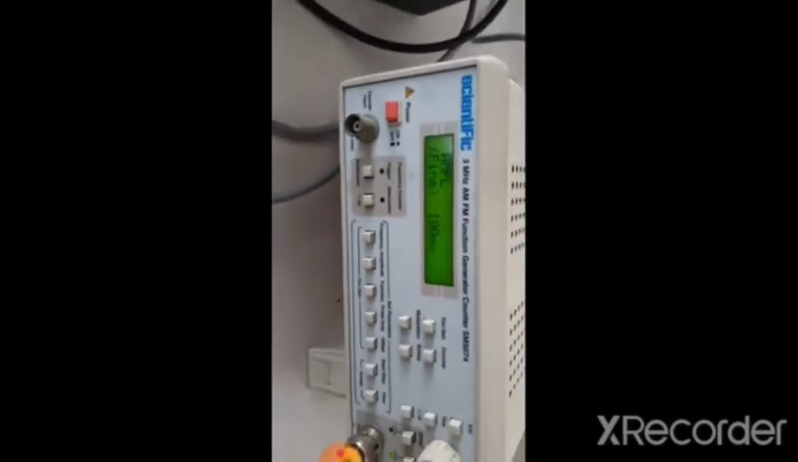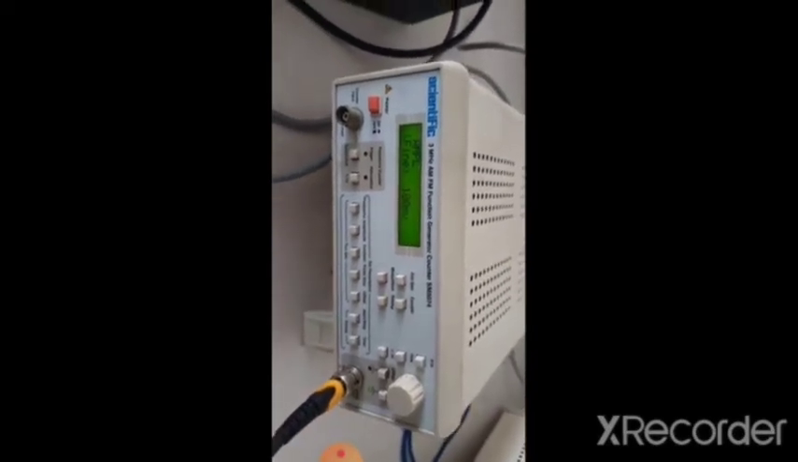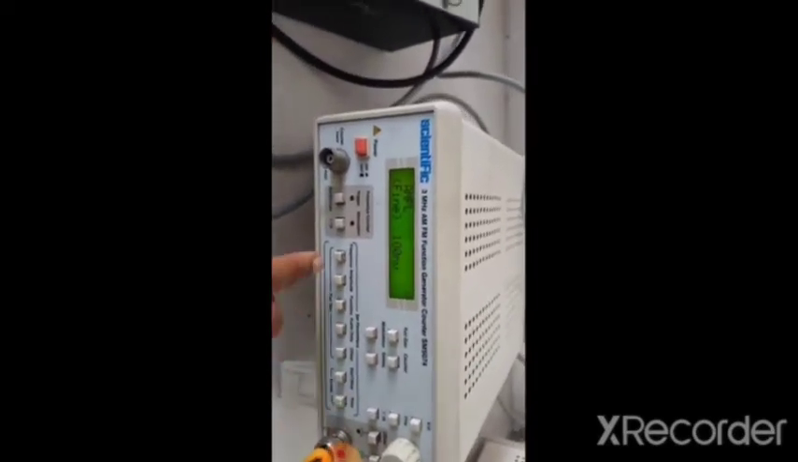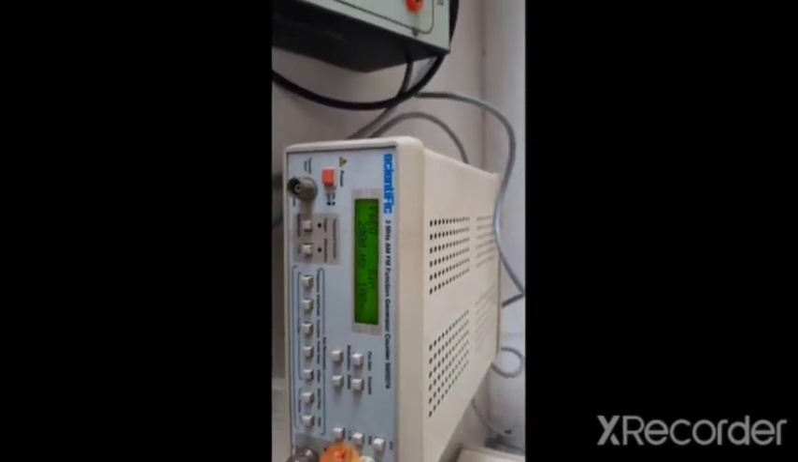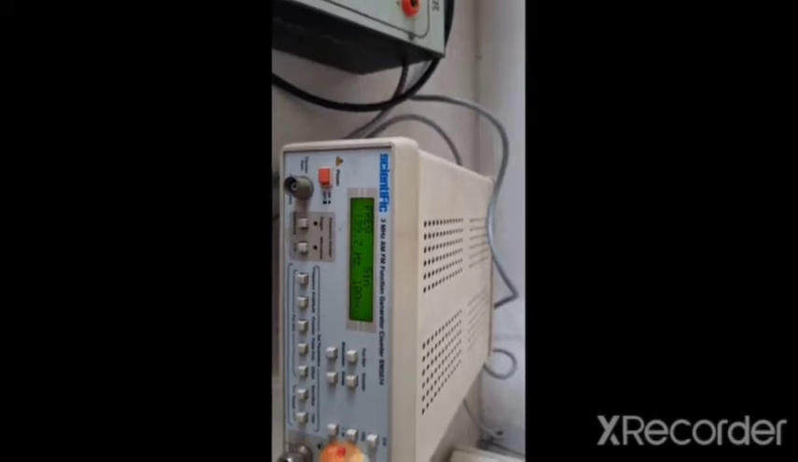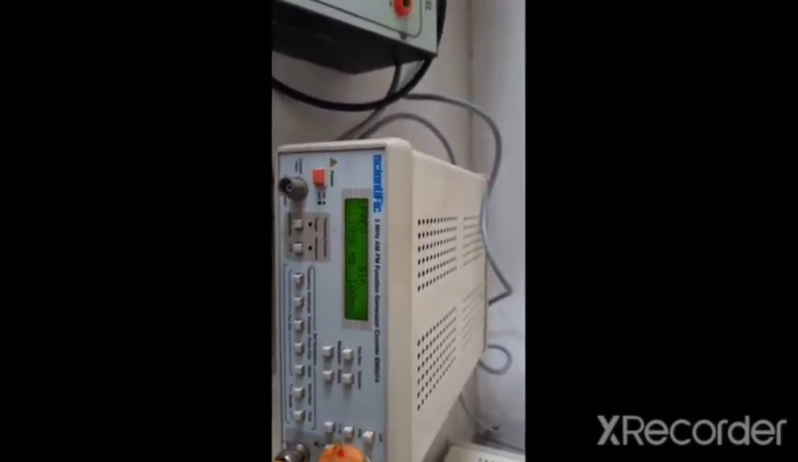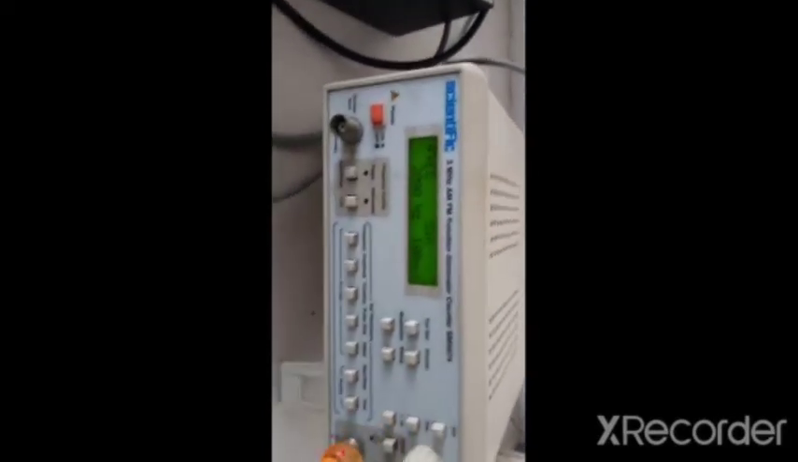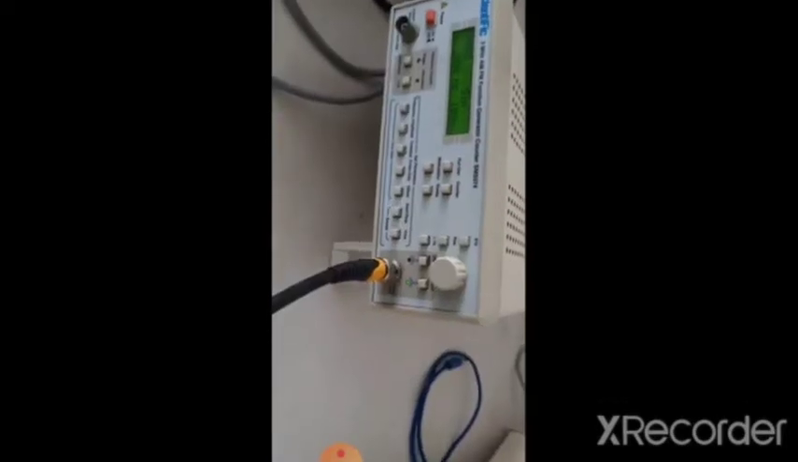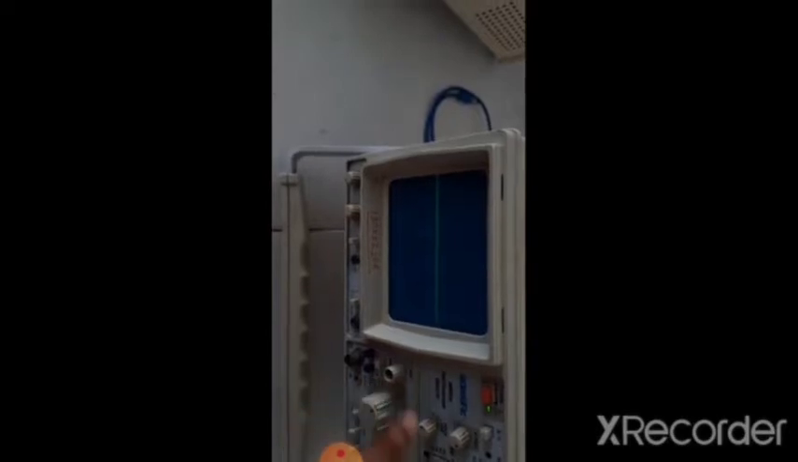So this is a function generator. In the function generator we have adjusted the amplitude as 100 millivolt and the frequency as 2000 Hz, that is 2 kilohertz. Depending on the various frequency you will get various output voltage. On the CRO we will get the output voltage. Two inputs are taken from the function generator, and here we will get the output. If you vary the frequency, the output voltage also varies.